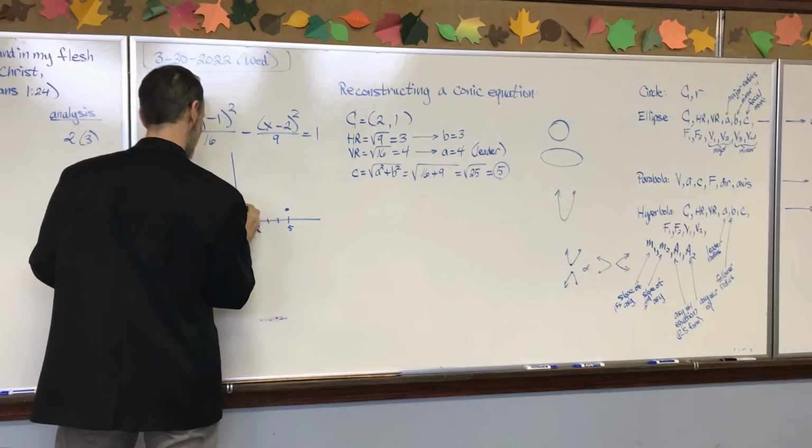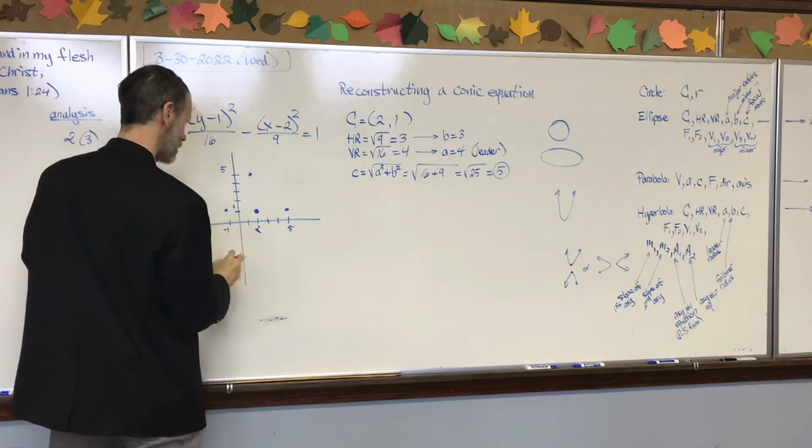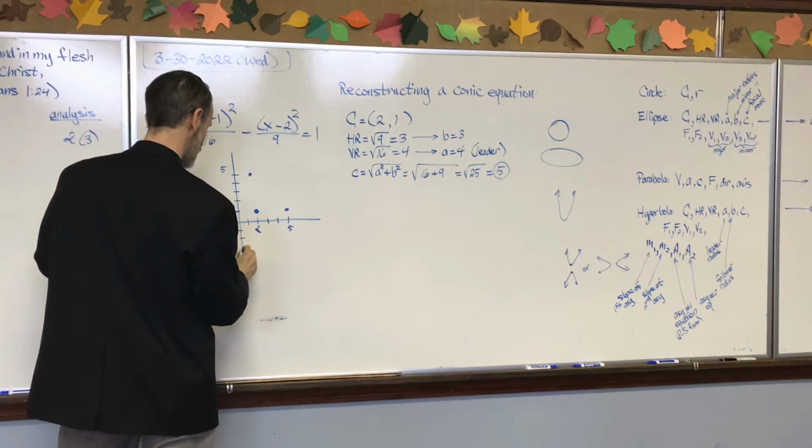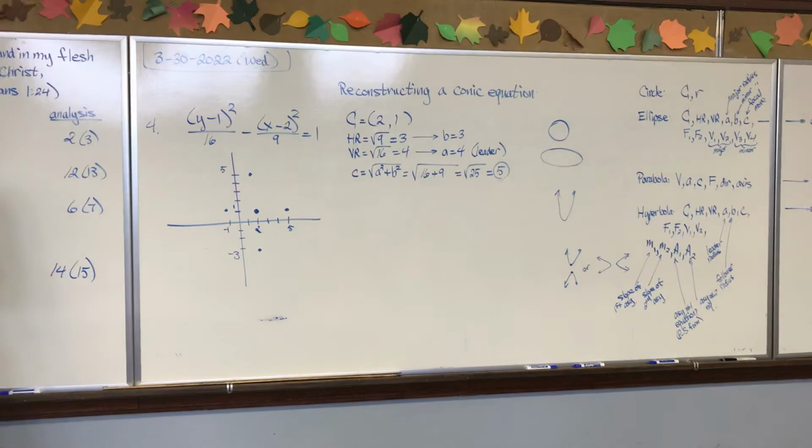4. So how high do we go? 5. Yeah, up to 5. You're going four, so it's 5. And then where's the other height? -3. Yeah, -3. 1, 2, 3, 4. So -3. Dot. Now don't draw an ellipse because it's not an ellipse.